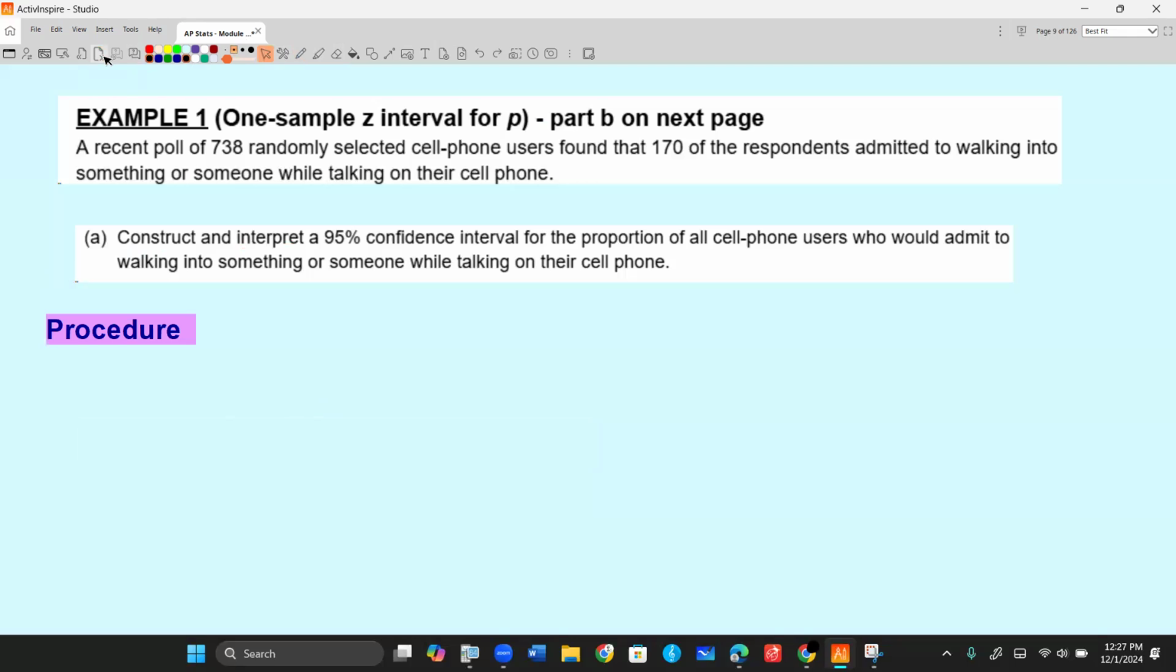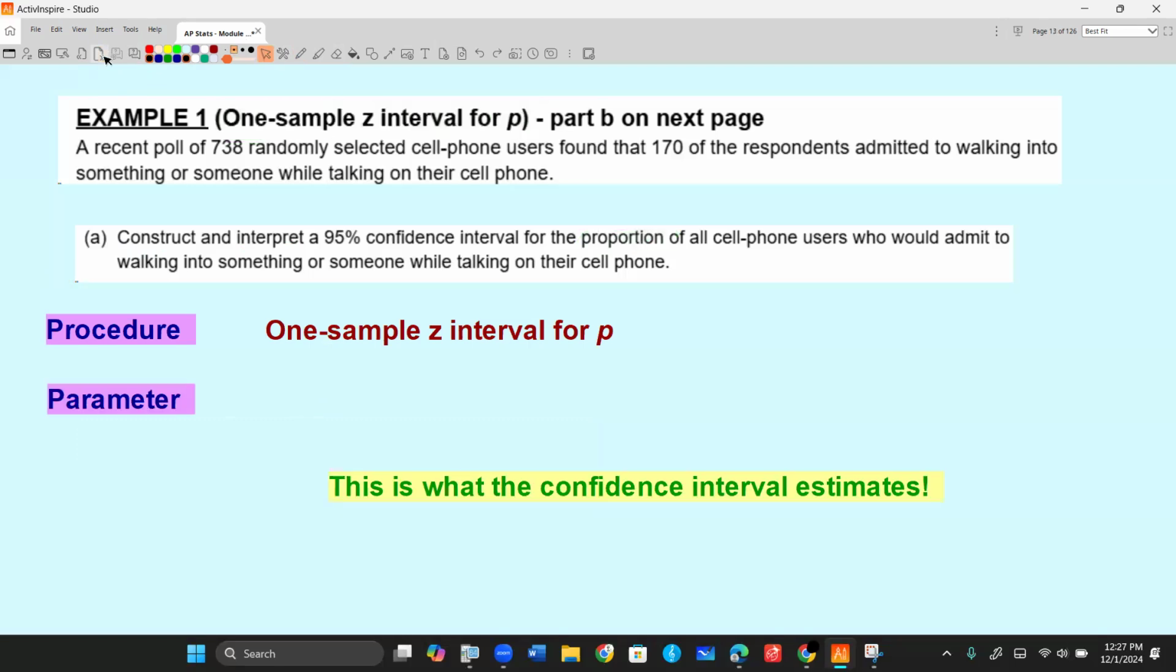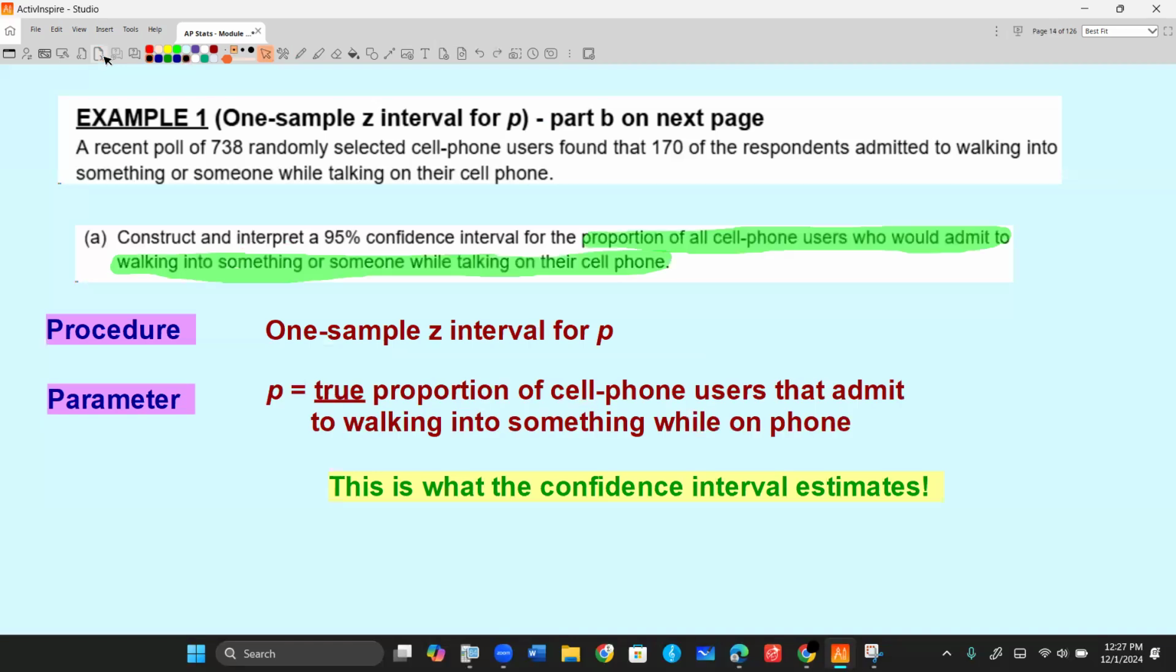We want to name the procedure. Well, the name of this procedure is one sample Z interval for P. It's the only thing we've studied so far, so this is kind of the only thing you have to work with. And then what is the parameter we're trying to define? So we're talking about the true what? This is what we're trying to estimate here. So it's the true proportion of cell phone users who admit to walking into something or someone while on the phone. You can paraphrase that, but make sure you use context on that.